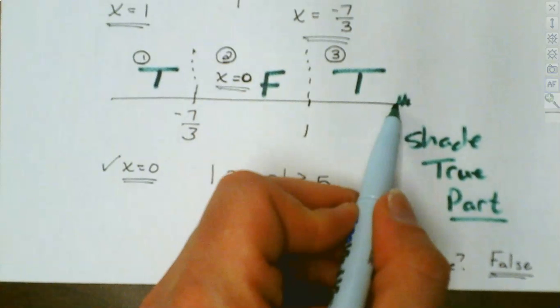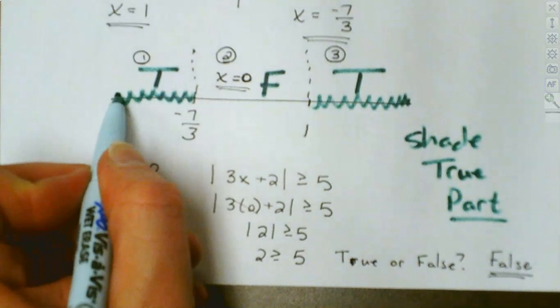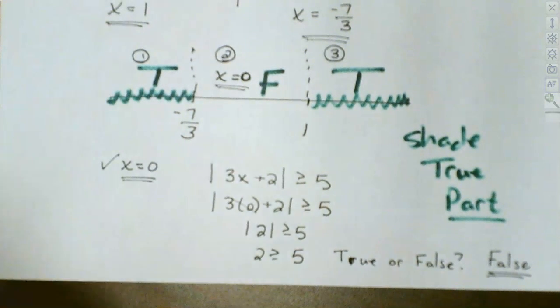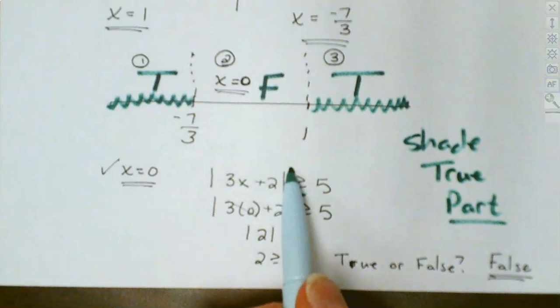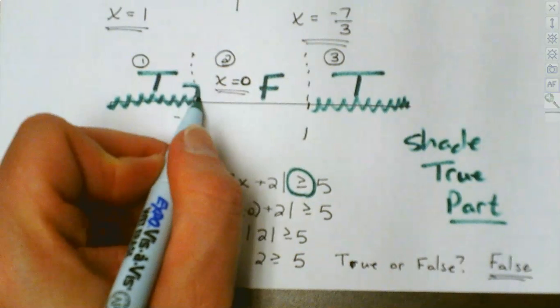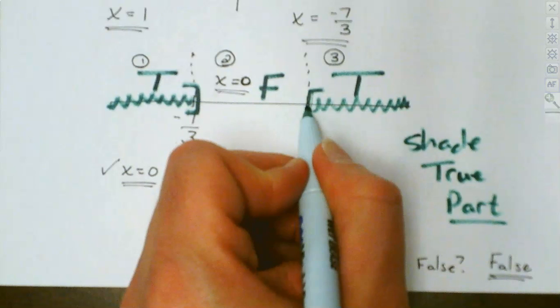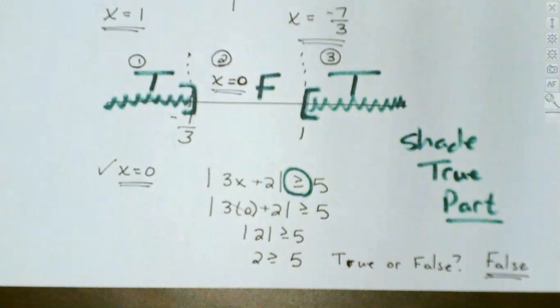So that means we're going to shade in here, and we're going to shade over here. Now, going back, look at your sign here, the inequality. It's greater than or equal to, so that means then that we use square brackets. Is everyone okay with that?